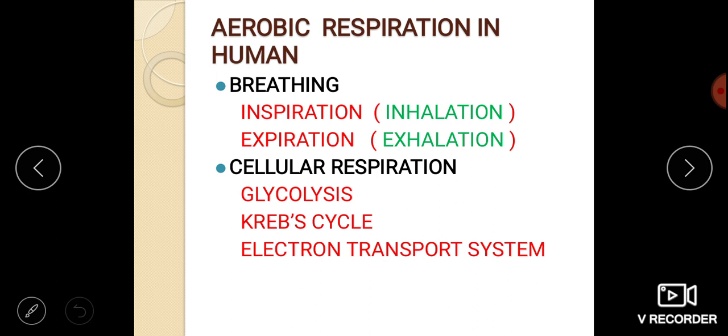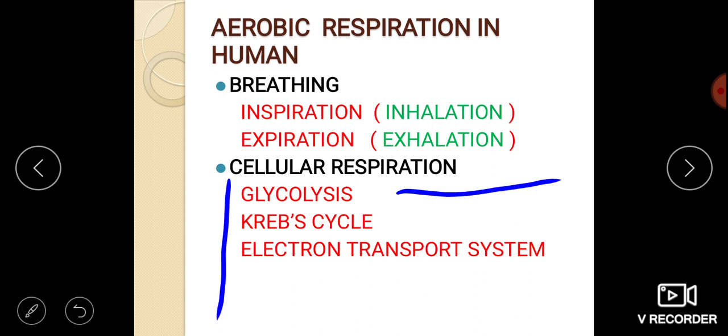The second step is cellular respiration. Once the air comes into the lungs, from the lungs the oxygen diffuses into the blood. Now this oxygen moves into the cells, and here it helps in the breaking down of the food to release the energy. So cellular respiration involves three steps.